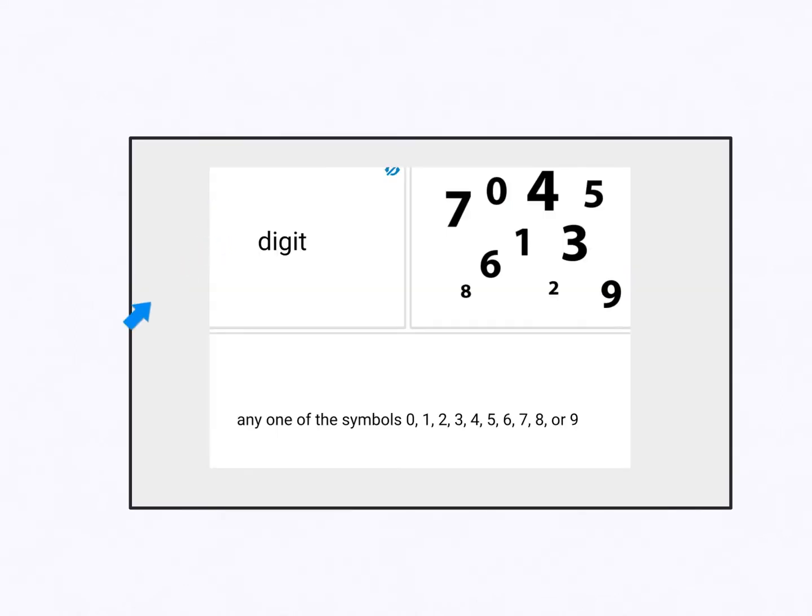Digit can be defined as any one of these symbols: 0, 1, 2, 3, 4, 5, 6, 7, 8, or 9. Here we can see another version of this. We often confuse our vocabulary word digit, which is our symbols, with our next vocabulary word, number.